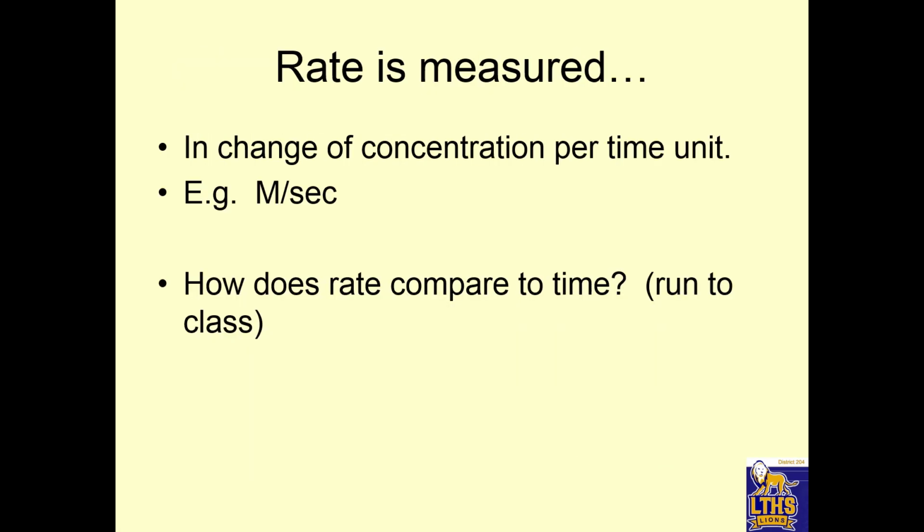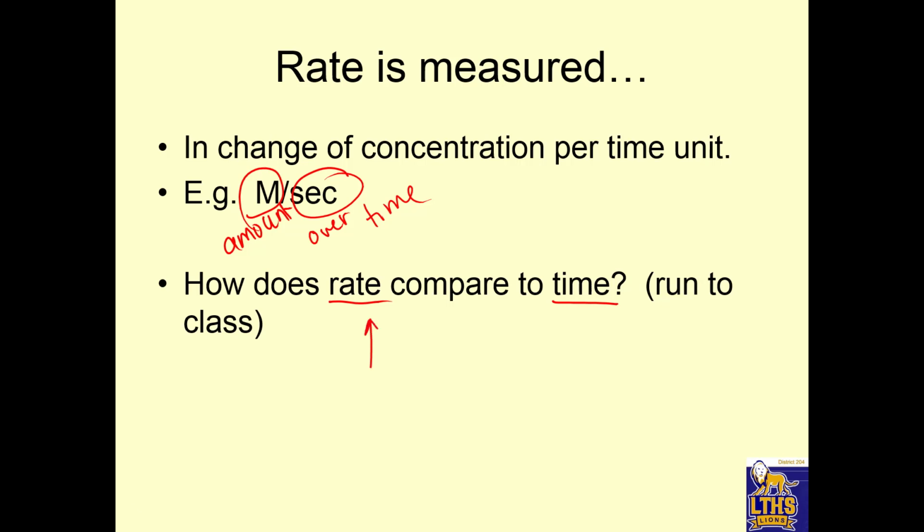Okay. So how do we talk about how fast or how slow the reactions are? We would talk about the rate. And the rate is always measured in an amount. And in this case, the amount is molarity over time. And so how much reactant disappears over time, or how much product forms over time. So how does rate compare to time?